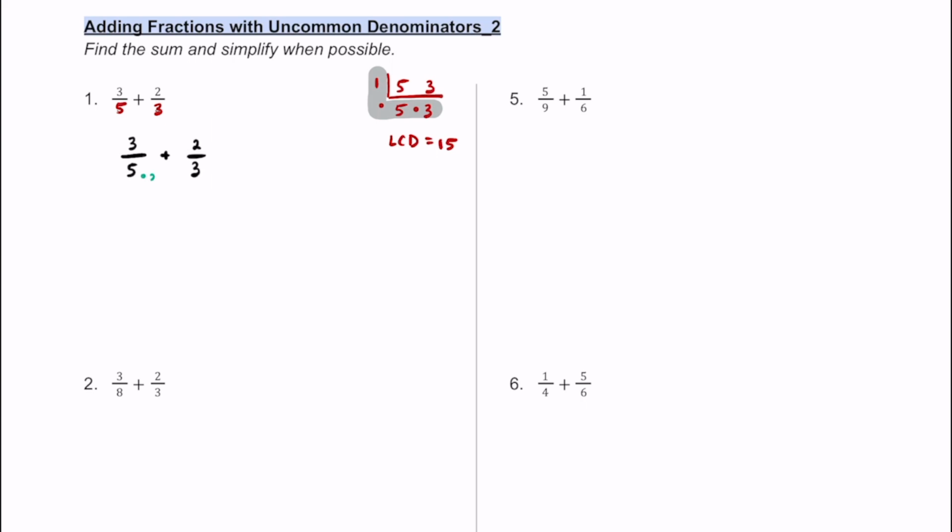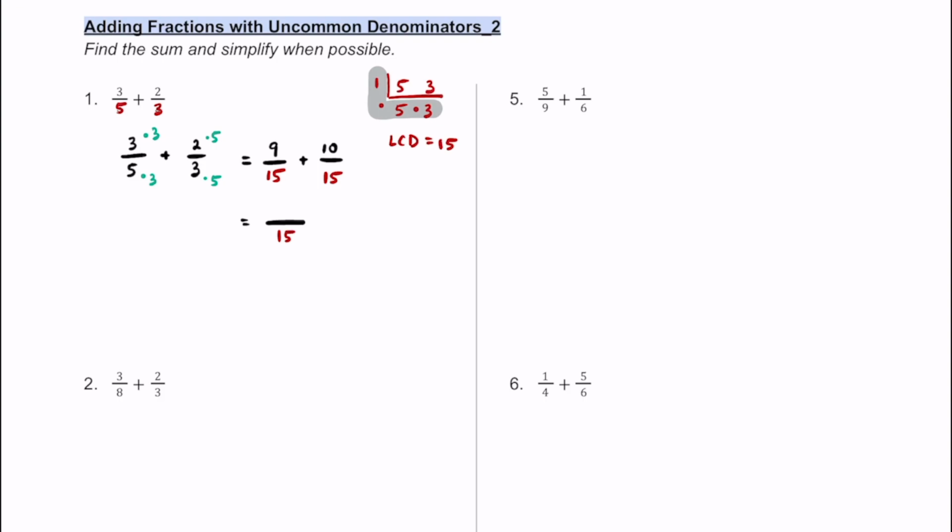So 5 times 3 is going to be 15. Whatever you do to the bottom, you do to the top. 3 times 5 will be 15. So whatever you do to the bottom, you do to the top as well. Okay, so if we go ahead and do this, 3 times 3 is going to be 9. So we're going to have 9 over this 15. Then we can go ahead and add on 2 times 5. That's going to be 10. So that's going to be 10 over this 15. So we just rewrote these fractions using common denominators. We're going to put them both over 15.